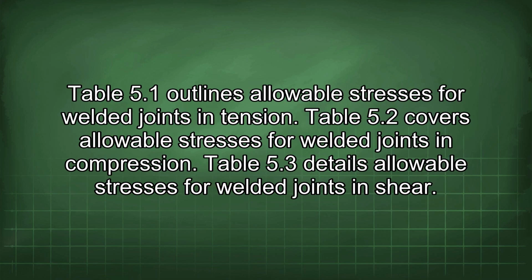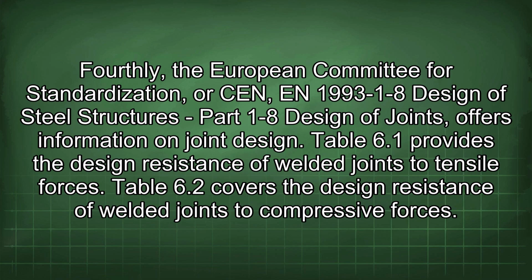Table 5.1 outlines allowable stresses for welded joints in tension. Table 5.2 covers allowable stresses for welded joints in compression. Table 5.3 details allowable stresses for welded joints in shear. Fourthly, the European Committee for Standardization, or CEN, EN 1993-1-8 Design of Steel Structures Part 1-8 Design of Joints offers information on joint design.